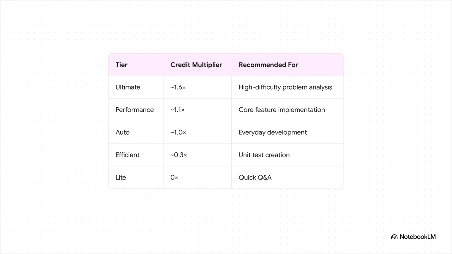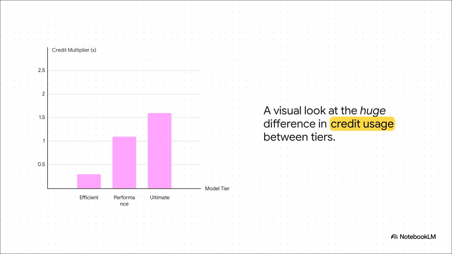It's just a tiny fraction of the cost, at 0.3x. And Lite, of course, is 0. The financial impact here is incredibly clear. And hey, if you're a visual person like me, this bar chart makes it even simpler. Just look at the massive difference between that little Efficient tier bar and the bars for Performance or Ultimate. We're talking about a huge difference in credit usage for tasks where you just don't need that absolute top-of-the-line power.